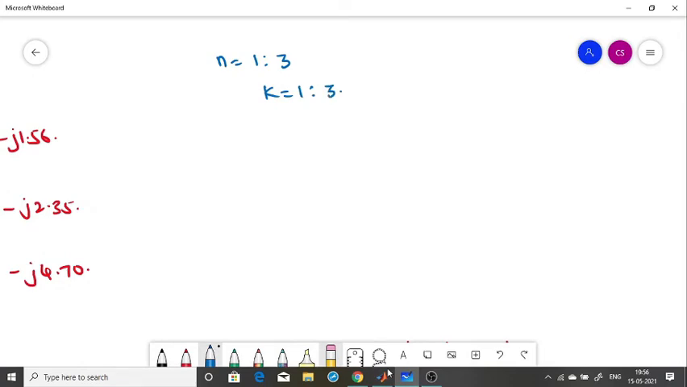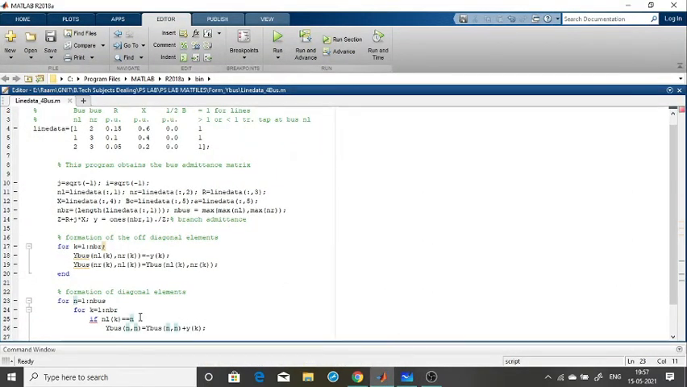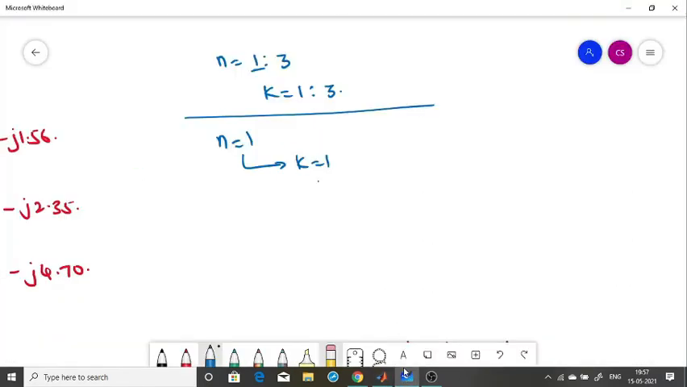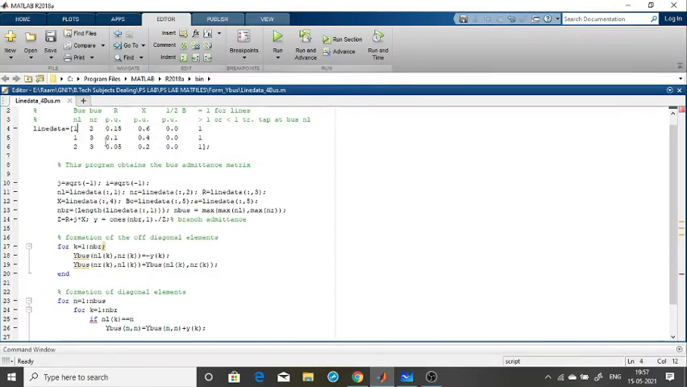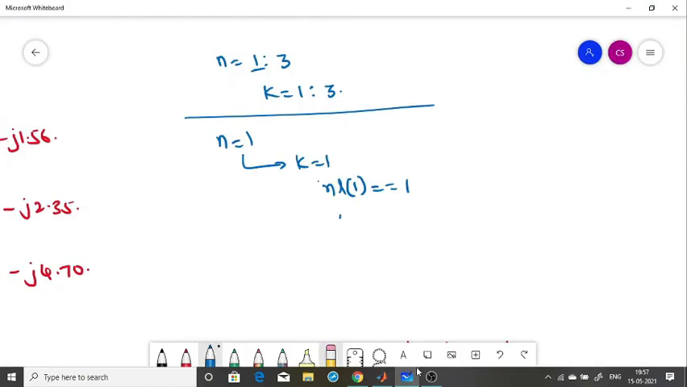So first I will do for n is equal to 1, and k is equal to 1. What happens if k is equal to 1? Then it is going to verify whether NL of k is n or not. That means whether NL of k is 1 or not. Yes, it is 1. If you see clearly, it is 1. Then it is going to calculate y bus of 1 comma 1 is equal to y bus of 1 comma 1 plus y of 1.